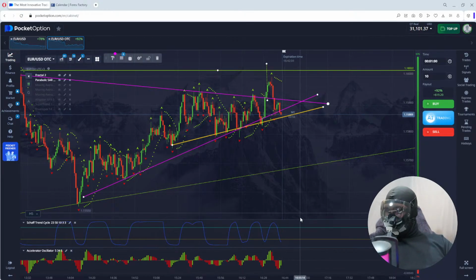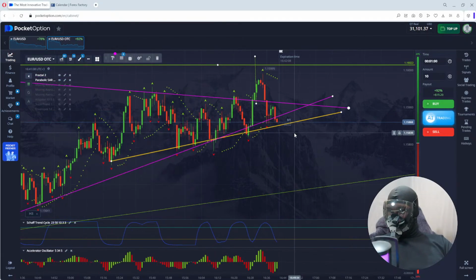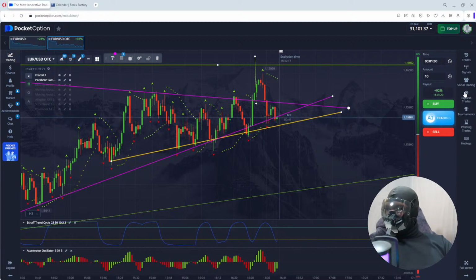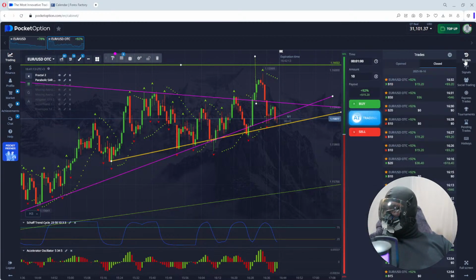We got a breakout. All right, 1-minute candle. All right, so let's see what the market will do. I got $10. I don't know. Did I win the last one?